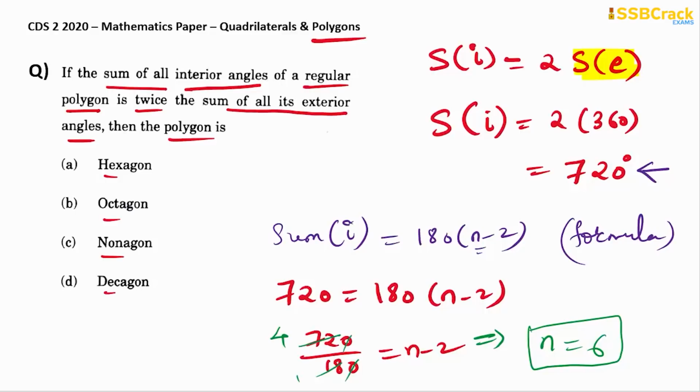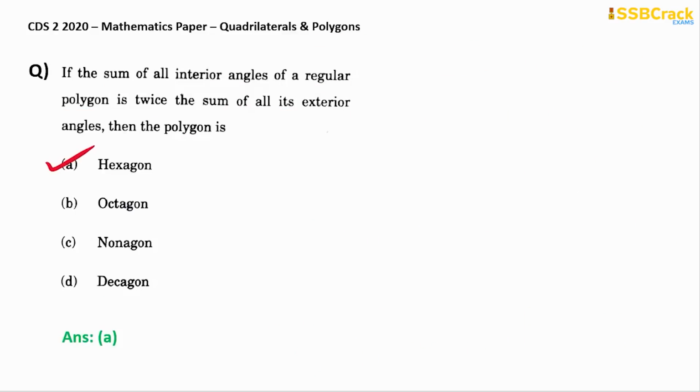A 6-sided polygon is a hexagon, and hence the answer has to be option A, and it is. Alright. Coming to the next question.